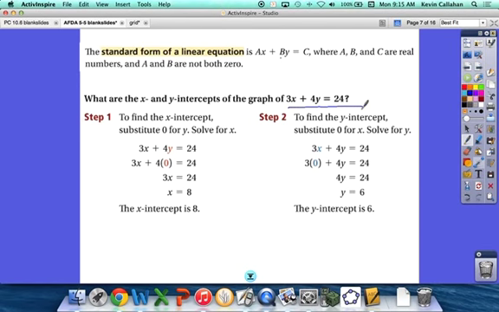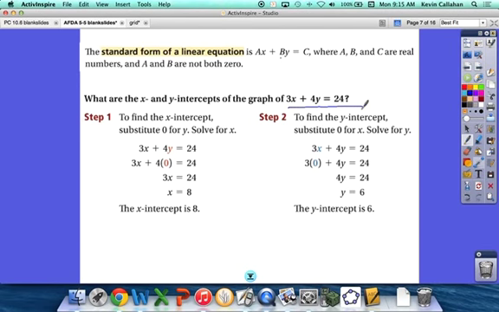Now, if you were told to graph it, yes? I can't hear you. Yes, that is what we're going to do right here, right?